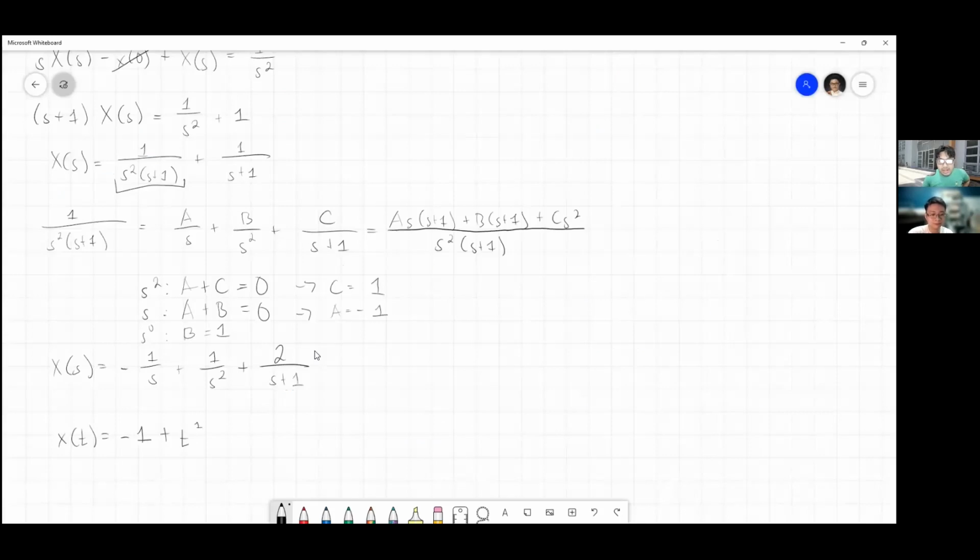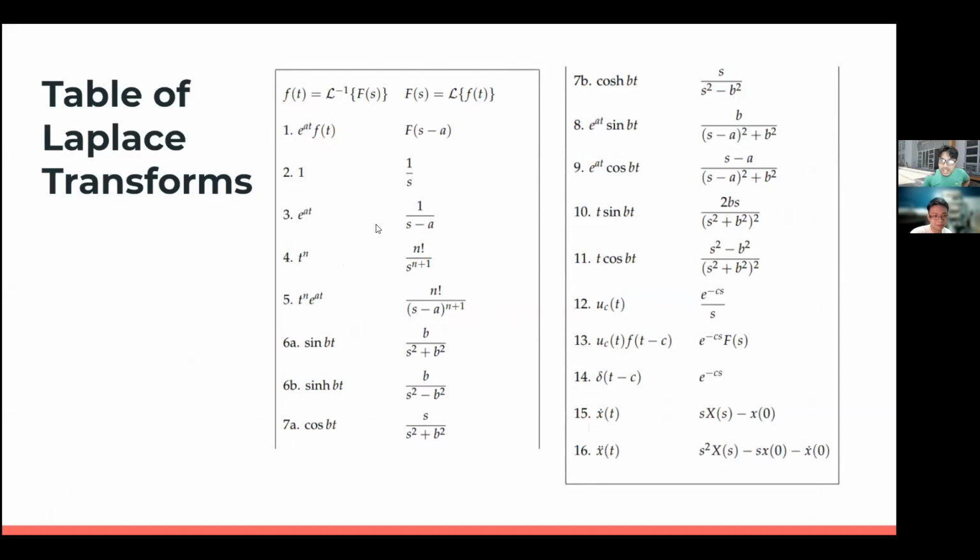Okay? And then, meron tayo ditong 2 over s plus 1. So, yung 2, constant lang naman siya. So, ang pinaka-concern natin dun is yung 1 over s plus 1. So, may pinakamalapit na form sa kanya is ito. Okay? So, that is 1 over s minus a. However, yung nasa atin ay 2 over s plus 1, or 1 over s plus 1.